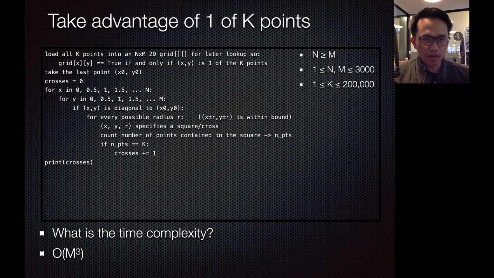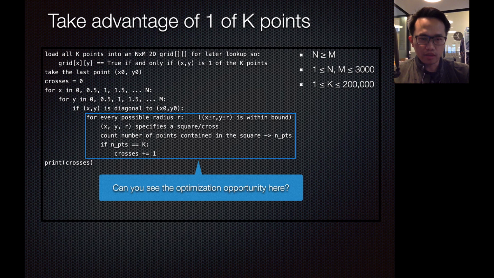But you have to make sure that the radius is not so large that the square is out of bounds, right? So XYR would specify a square. You try all the possible combinations, and then you count the diagonals and see how many points lie on the diagonals, and the rest is the same. And what's the complexity of this? It's m cubed, right? We know that.